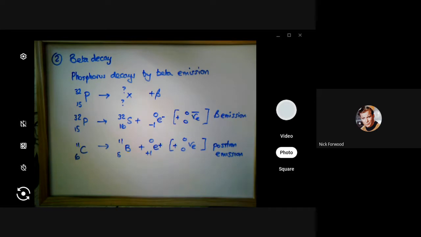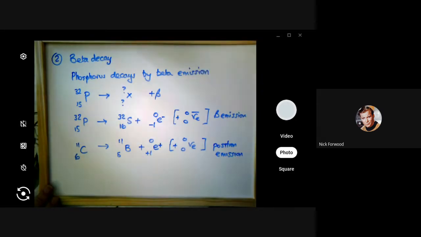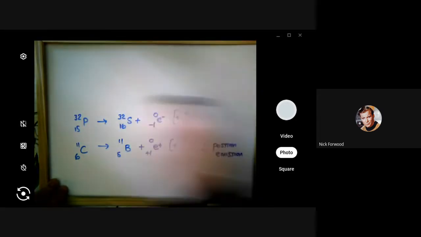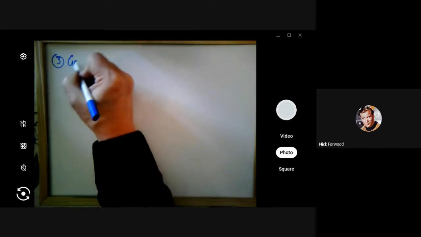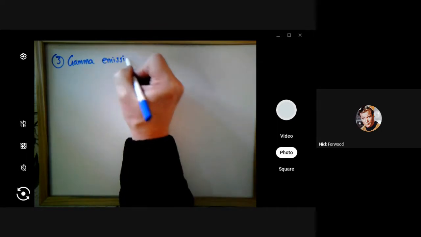Okay, so that's beta decay. And again, there'll be some more chances of doing some problems on this a bit later on as part of your assignment. So that's alpha decay done. That's beta decay done. So lastly, I've got number 3, which is gamma decay or gamma emission. Doesn't matter which word you use.